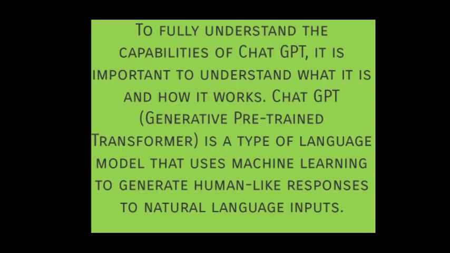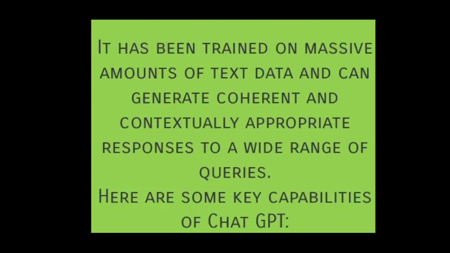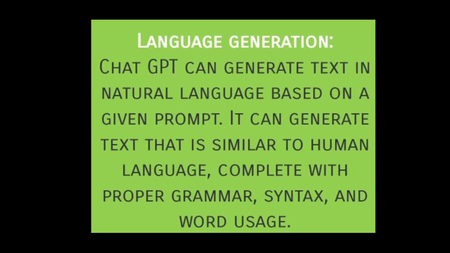To fully understand the capabilities of ChatGPT, it is important to understand what it is and how it works. ChatGPT, Generative Pre-trained Transformer, is a type of language model that uses machine learning to generate human-like responses to natural language inputs. It has been trained on massive amounts of text data and can generate coherent and contextually appropriate responses to a wide range of queries. Here are some key capabilities of ChatGPT.